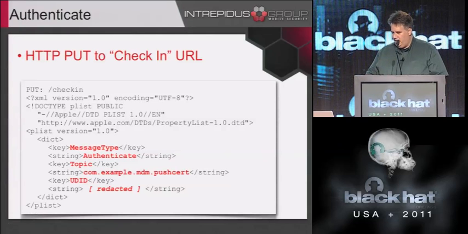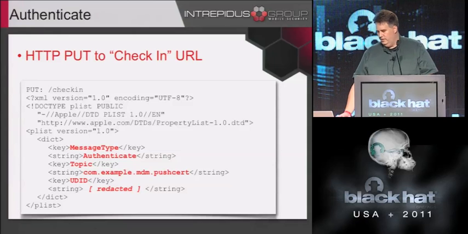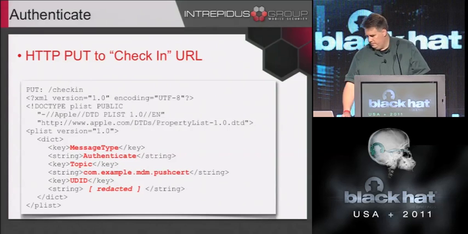And I've highlighted the key parts here in red. There's a message type, Authenticate, the topic, which again was the name on the push certificate, and then the UDID, which I've hidden, as I've done with any strings like that throughout all these docs. So that's what gets sent up to the server to say, hey, I want to enroll.